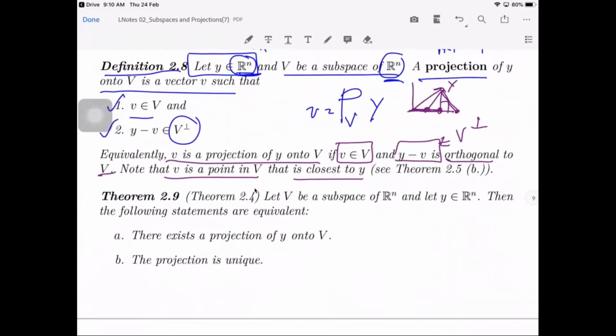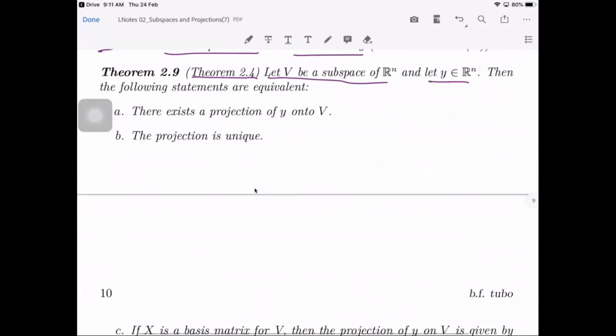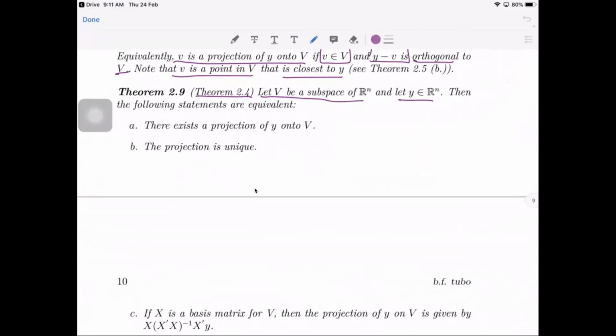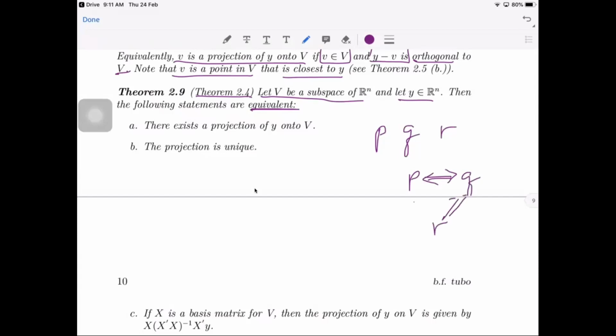So theorem 2.4 of Arnold's says that if we have a subspace V in R^n and we let a vector Y in R^n, then the following statements are equivalent. So how many statements do we have? We have 3. If they are equivalent, then we have statements P, Q, and R. P if and only if Q, Q if and only if R, and P if and only if R.